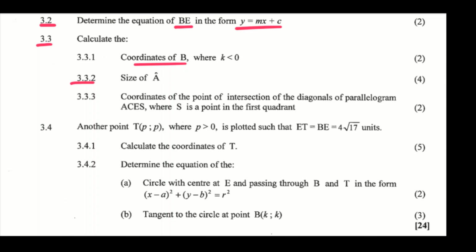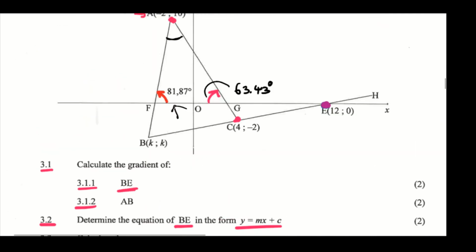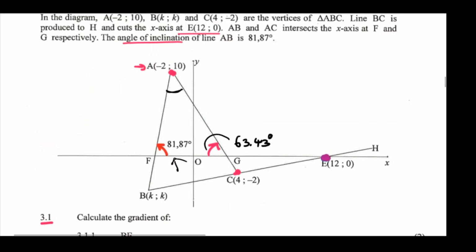Now let's go to 3.3.3. Calculate the coordinates of the point of intersection of the diagonals of a parallelogram, which is formed as ACES, where S is a point in the first quadrant. Right, so this is what we are told. We are told that S is a point in the first quadrant, and that we're having a parallelogram ACES.